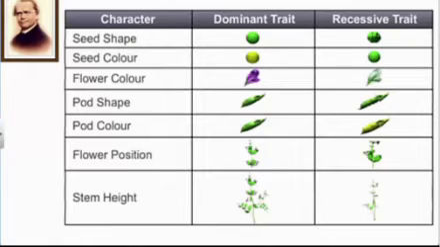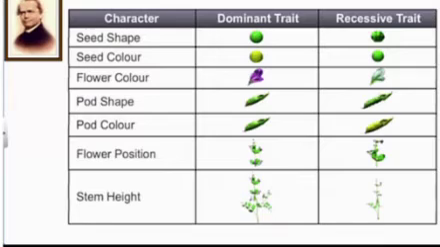seed color with yellow and green seeds, flower color with violet and white flowers, pod shape which was either inflated or constricted, and the pod color was either green or yellow. The contrasting traits for the character of flower position were terminal and axial, and for stem height, the contrasting traits were tall and dwarf. So these were the seven contrasting traits that Mendel selected for his hybridization experiments.